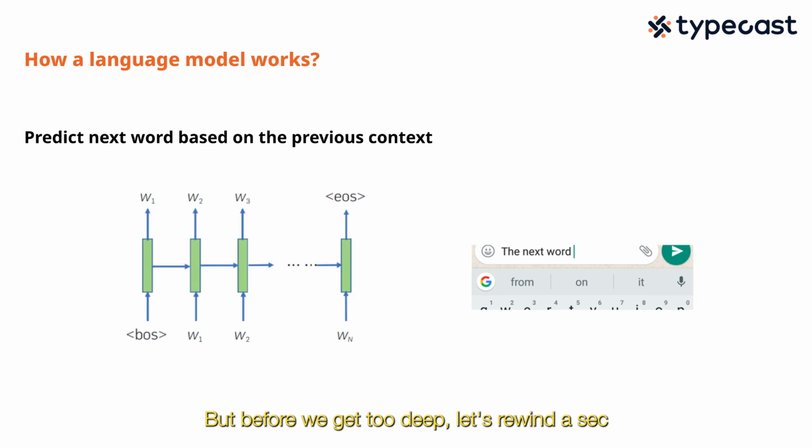But before we get too deep, let's rewind a sec. What exactly is a language model? It's basically a smart system that can predict the next word you'll say based on the words you've already said. I bet you've probably seen them in real life. You might have seen these features popping up when you type, suggesting the next word as you go.